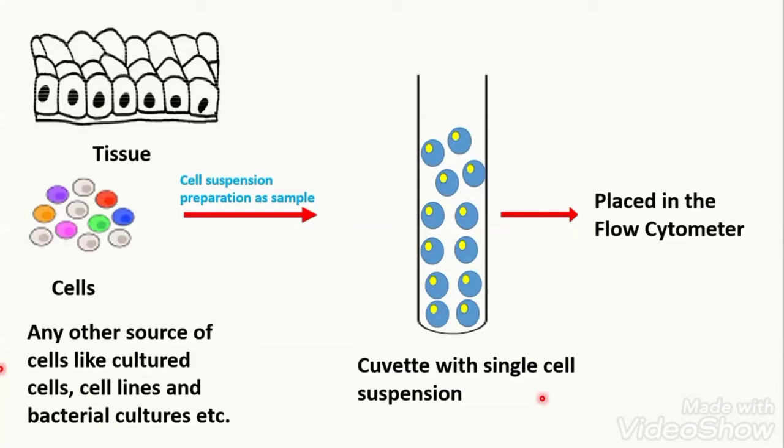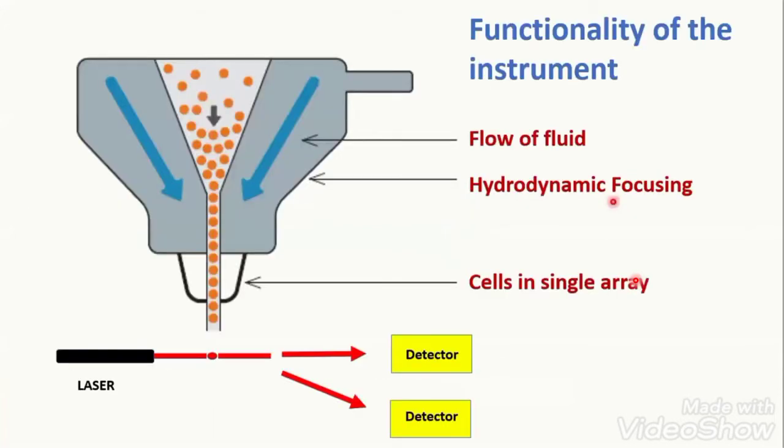Now we take this tube and we put that tube into the flow cytometer. Right. Now what will happen? In the next step, you are putting your cells in the form of a single cell suspension and the instrument is creating a flow of fluid to pressurize these cells from both sides. So ultimately you can achieve a condition where you are creating an array of cells, where one cell at a time passes through in the form of an array. So that is the functionality of the instrument.